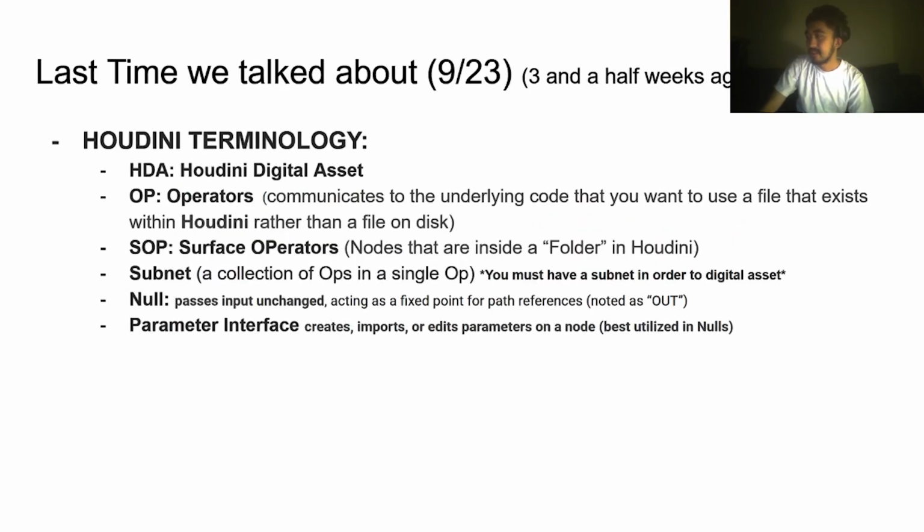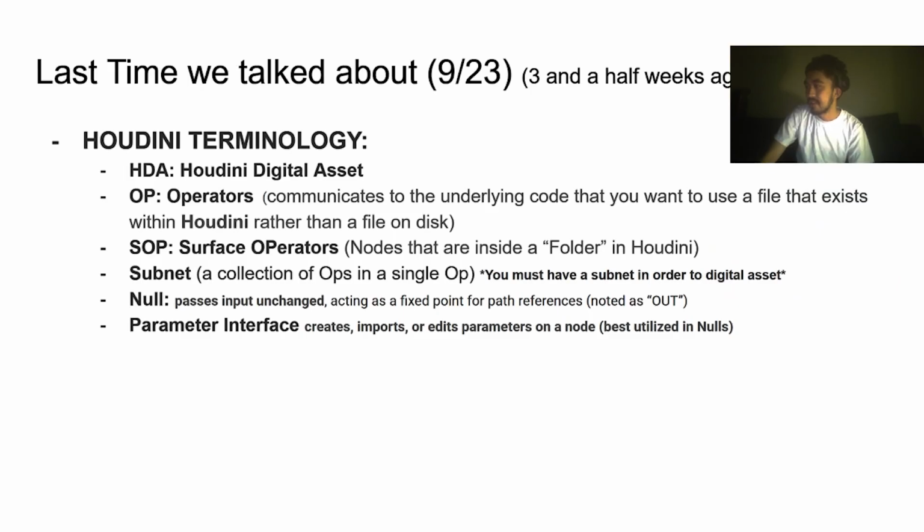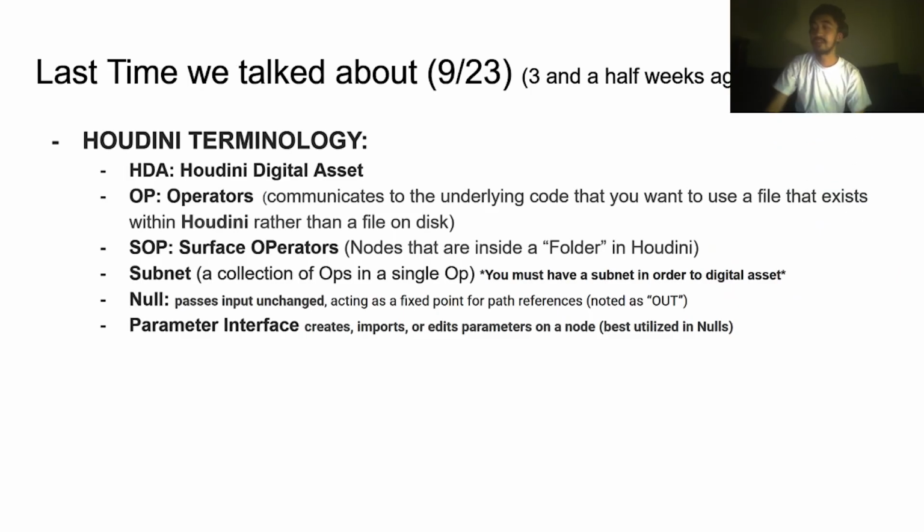This says 3.5 weeks ago. This is terminology. I'm gonna go really quick with this. So this is the basic terminology of Houdini that I want to remember. There are HDAs, which are Houdini digital assets. They are like the FBXs, the PNGs, the JPEGs of the world. They keep all the information of the Houdini in the thing.